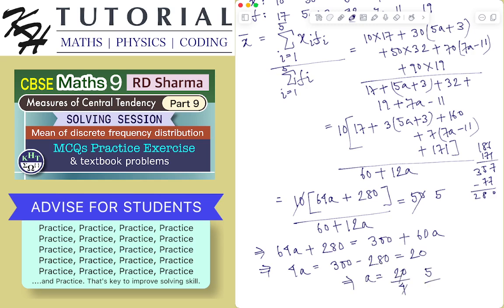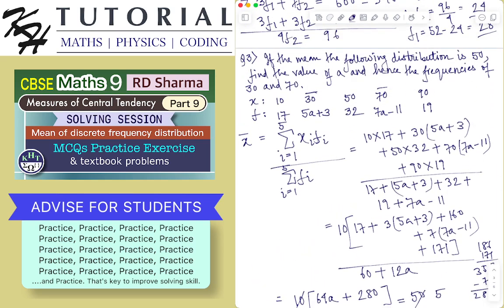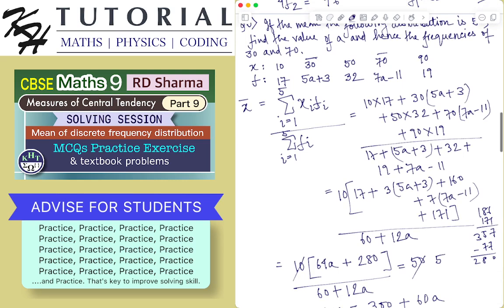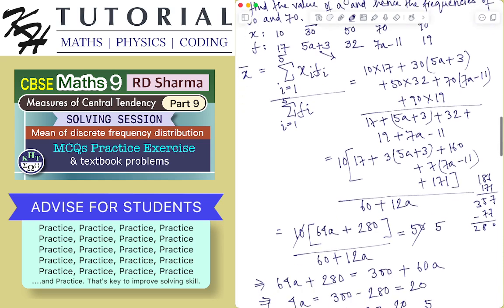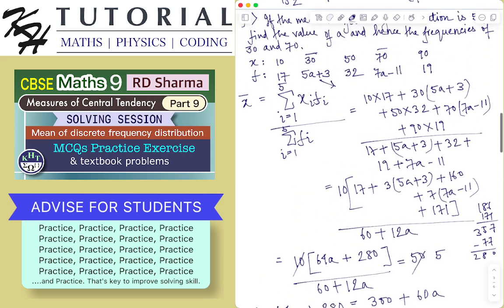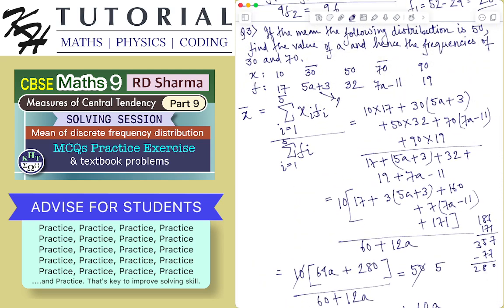So the value of a is 5, but the problem has asked what will be the frequencies of the values 30 and 70. So the frequency of 30 will be 5a plus 3, and a is 5, so 5a plus 3 is 28, and the frequency of the value 70 is 7a minus 11, a is 5, so 7 into 5 is 35, minus 11 is 24. 28 is the frequency of the value 30 and 24 is the frequency of the value 70. Okay. Let's see the next problem.